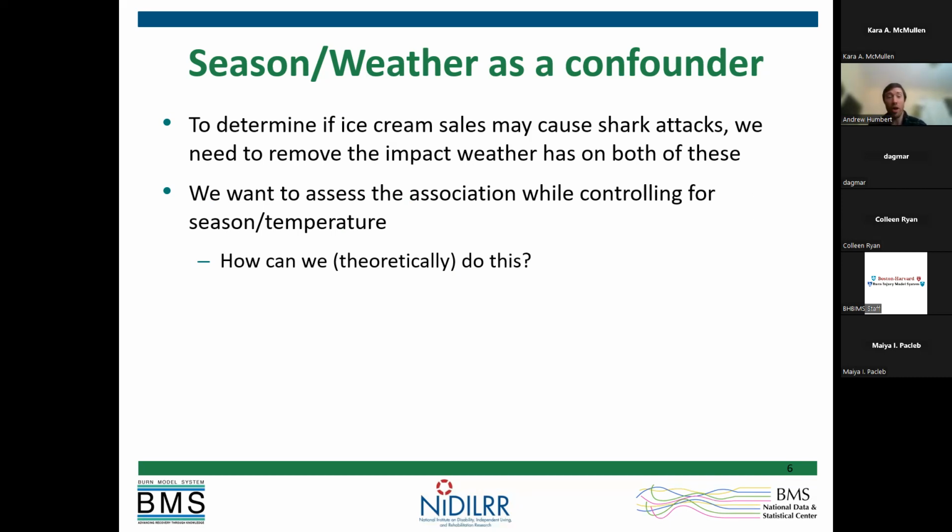So what would be one way that we could theoretically do this? Again, I'll give a few seconds if anybody wants to chime in with any ideas. It doesn't have to be something you could actually implement in the real world. But if you had complete control over everything, is there any way we could set this up to assess if ice cream sales affect shark attacks after controlling for the season or the weather?